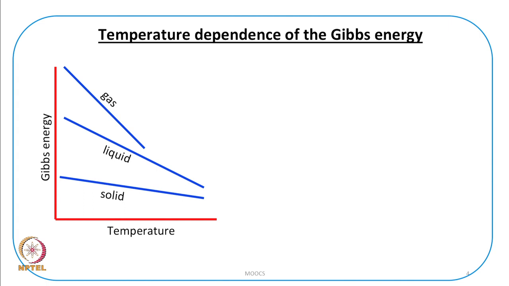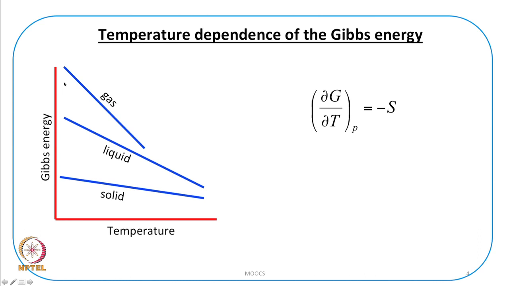An interesting observation in this figure is that the slope is negative. The slope is negative obviously, because when you take a look at this mathematical expression, the slope of G versus T, the plot, is minus S, and entropy is always a positive quantity. Entropy itself cannot be negative. Therefore, minus S will be a negative quantity. So, you expect a negative slope, that is what you see here.